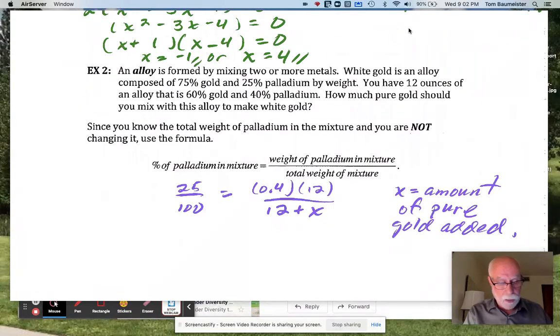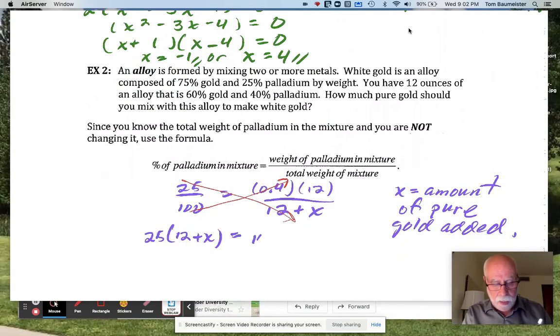So I'm going to multiply the 25 times the 12 plus X. I'm going to multiply the 100 times the 4.4 times the 12. So I just told you what I'm going to do. I'm going to take 25 and multiply it to the 12 plus X. And then I'm going to take 100 and multiply it to 0.4 or 4/10 and 12.